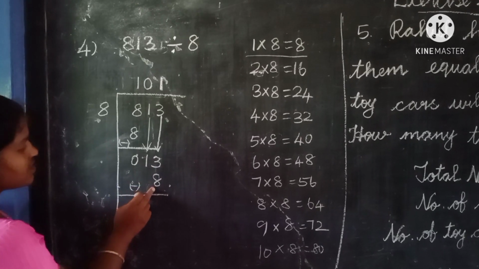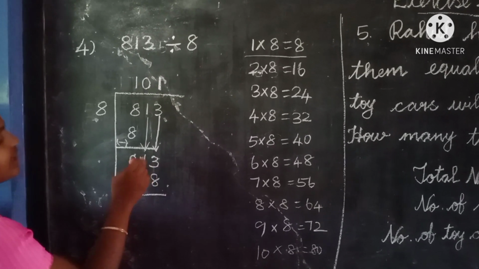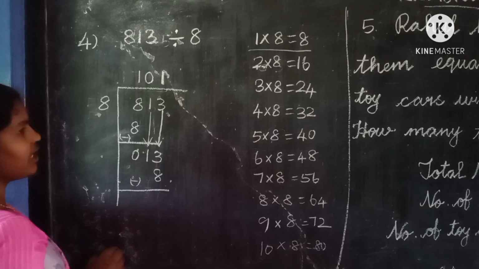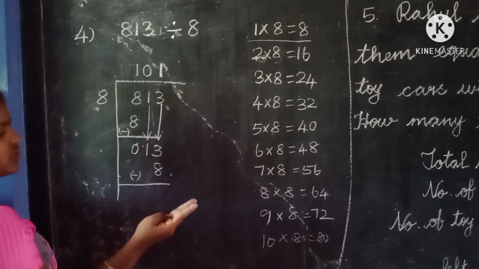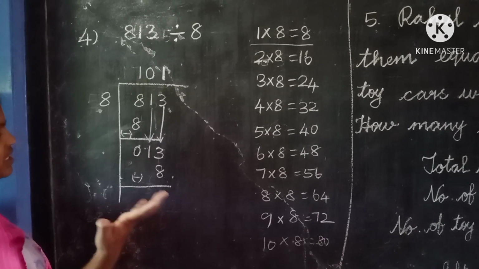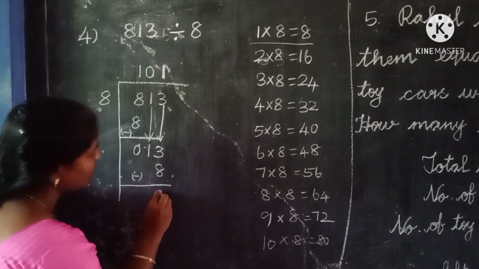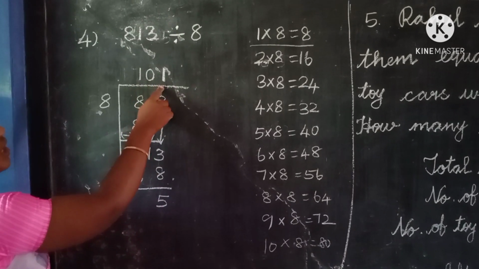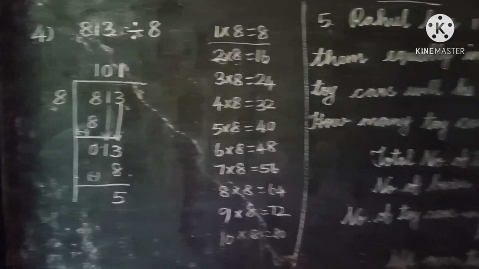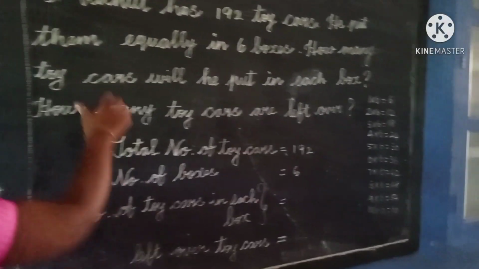3 minus 8 is not possible. We borrow 1, 13. 13 minus 8. 8, after that 9, 10, 11, 12, 13. How many fingers? 5. So here write 5. Here 5 is the remainder. 101 is the quotient. Next, fifth sum.